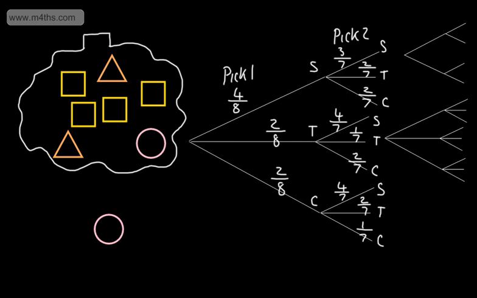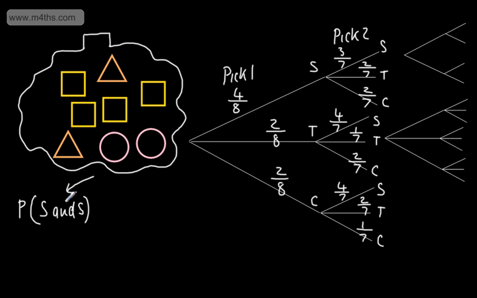So let's look now at the probability, and we'll put this back in. Let's look at some probabilities from here. So the first probability that I'm going to look at is choosing 2 squares. So the probability of a square and a square. So this time I can see I'm going to use the word and.